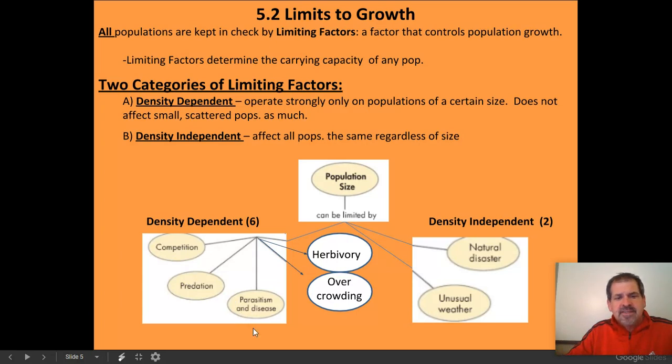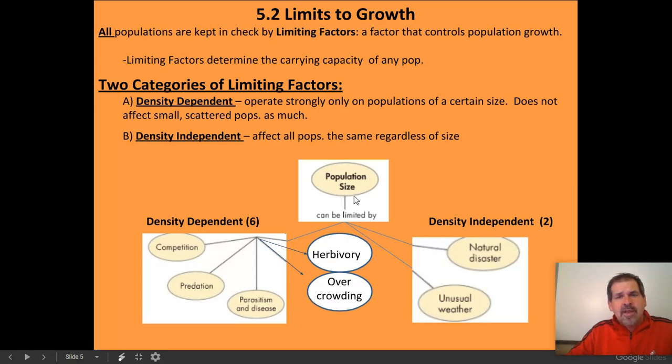Think of parasitism and disease. Disease spreads easier when individuals are crowded and close to each other. So as a population gets more crowded, the disease spreads easier. Right now we're in the middle of a pandemic, 2020, our COVID pandemic, distance learning, hybrid learning. We know that if we're not as crowded, the likelihood of disease spreading isn't as great. Herbivory is just the predation that is done by the herbivores, the plant eaters, and overcrowding is just the generalized term for how these things can get worse.